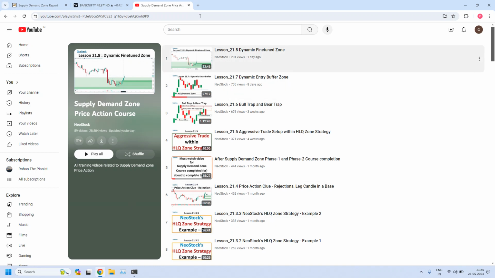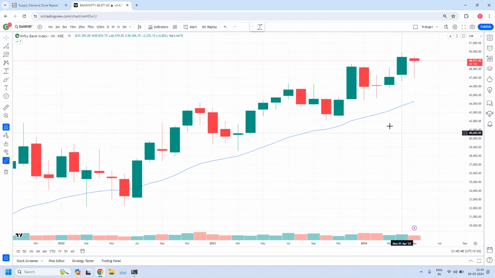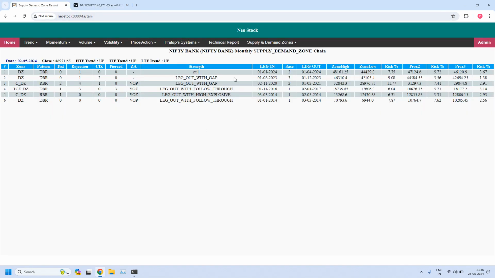Now let's get into the Bank Nifty analysis starting from the monthly time frame. Here we have a monthly zone, a recently created zone: drop, 2 base candles and a rally candle. And this is the ongoing month candle. Probably this week the monthly candle will be completed. So let's look into the Nifty, Bank Nifty monthly supply demand zone chain. According to this, Bank Nifty monthly trend is uptrend. Of course, the quarterly trend and yearly trend are also uptrends.